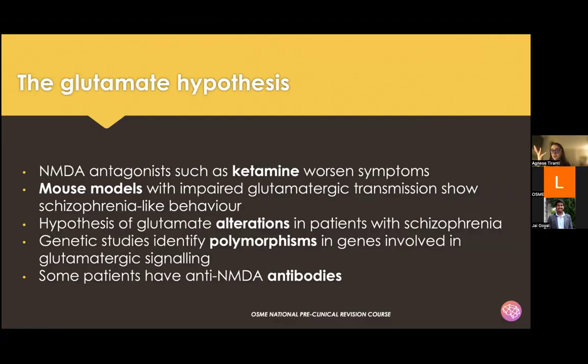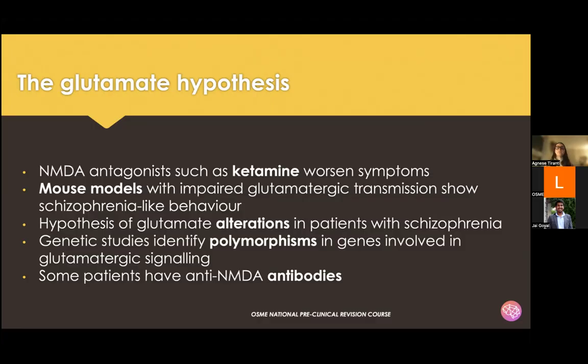The glutamate hypothesis is a parallel hypothesis to the dopamine one, so it's not necessarily an alternative. You can think both of them are true. Maybe they're complementary. So the glutamate hypothesis is based on the idea that NMDA antagonists, like ketamine, worsen the symptoms.